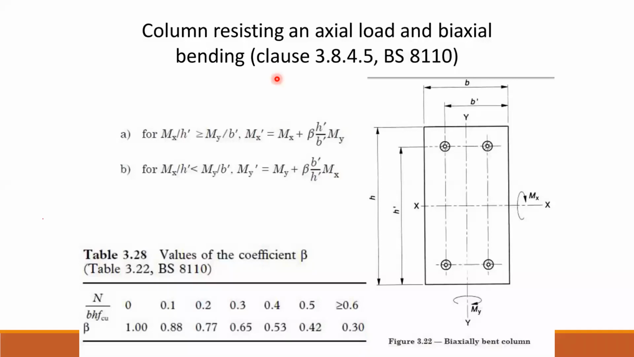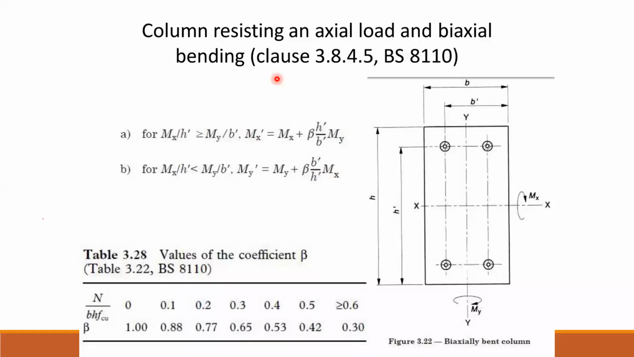So fcu is equal to the characteristic strength of the concrete. Then you can see these values 0.1, 2, 3, 4, 5, etc. Right? It should be lesser than 0.6 when the column is under axial load and biaxial moment. Let us see the beta value referring to that: 1, 0.88, 0.77, 0.65, 0.52, like this.